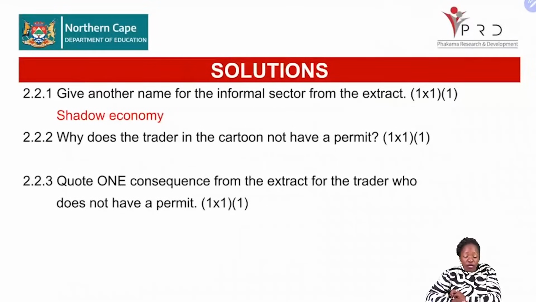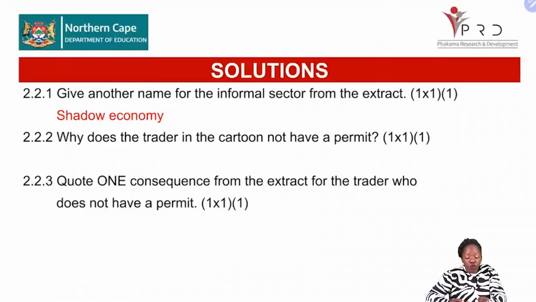Looking at our solutions, the first question there, you are supposed to give another name for the informal sector from the extract. Remember, there are so many names, the alternative name for the informal sector, but now the question was specific that you need to give according to the extract. So according to the extract, they have mentioned that it is also a shadow economy. So hence our answer is shadow economy.